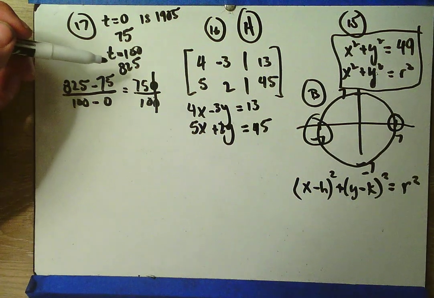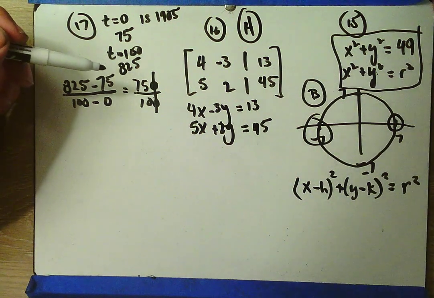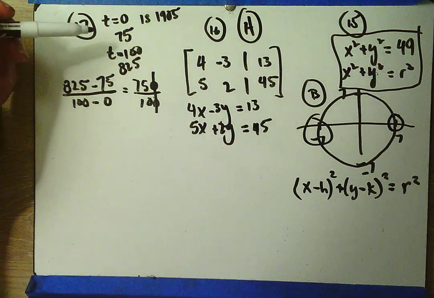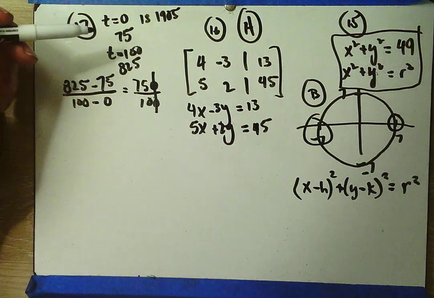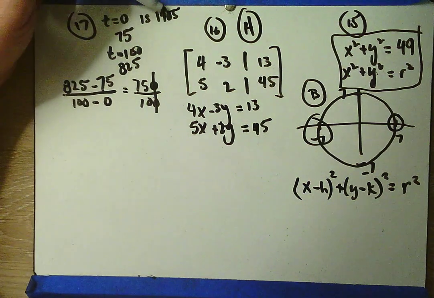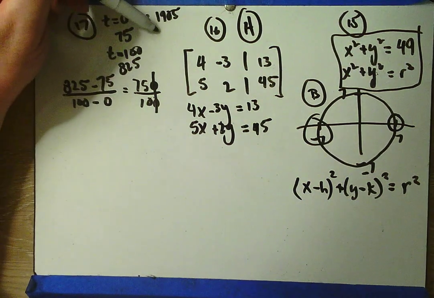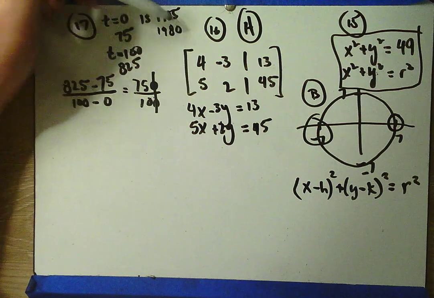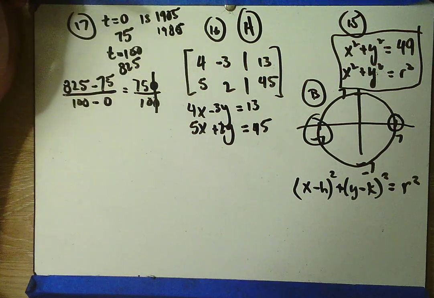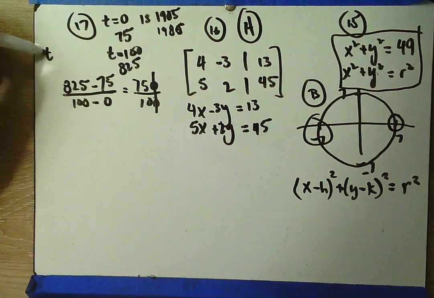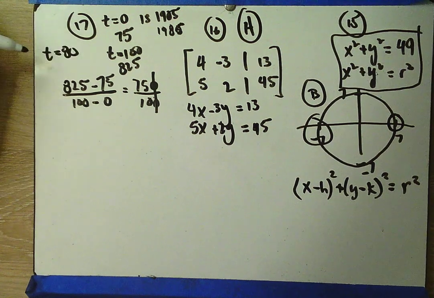Okay, and then they ask us, what would we have had in 1985? Well, if this is time equal to 0, then 1985 is 80 years later. So I want to know at time equal to 80. So I'm going to have to build this equation.